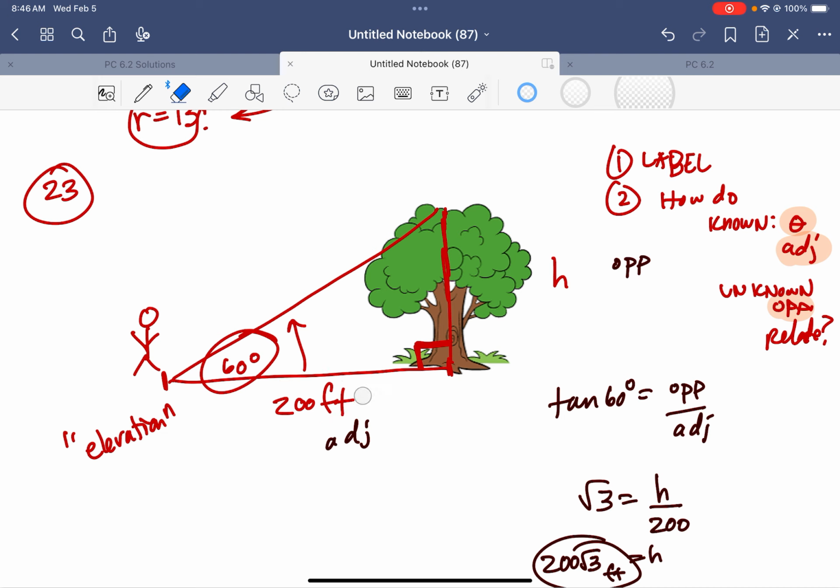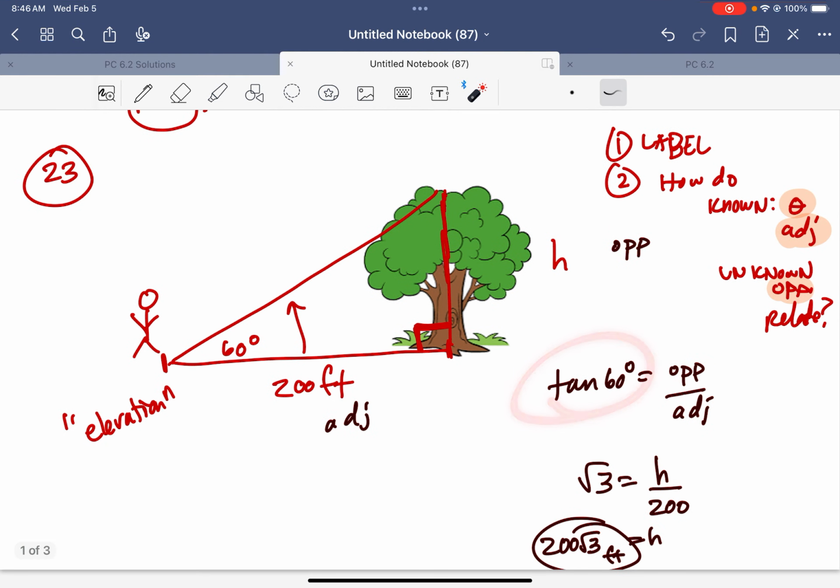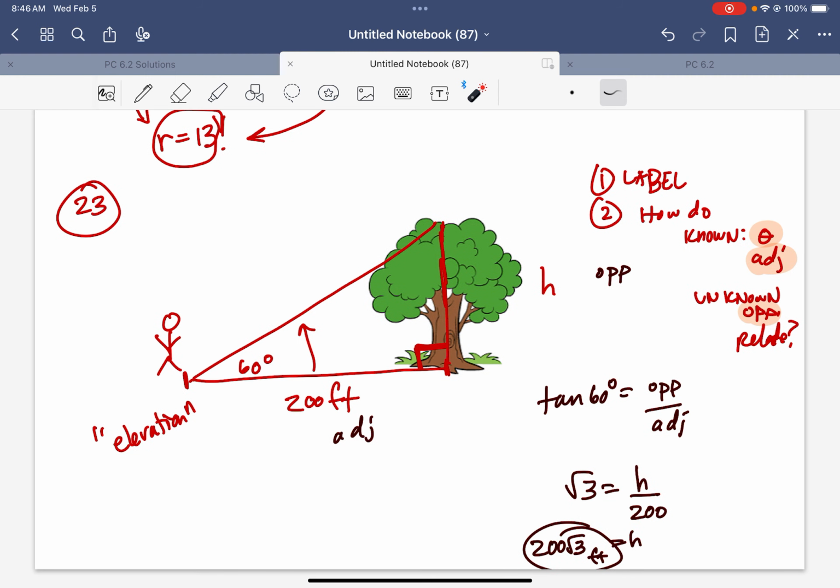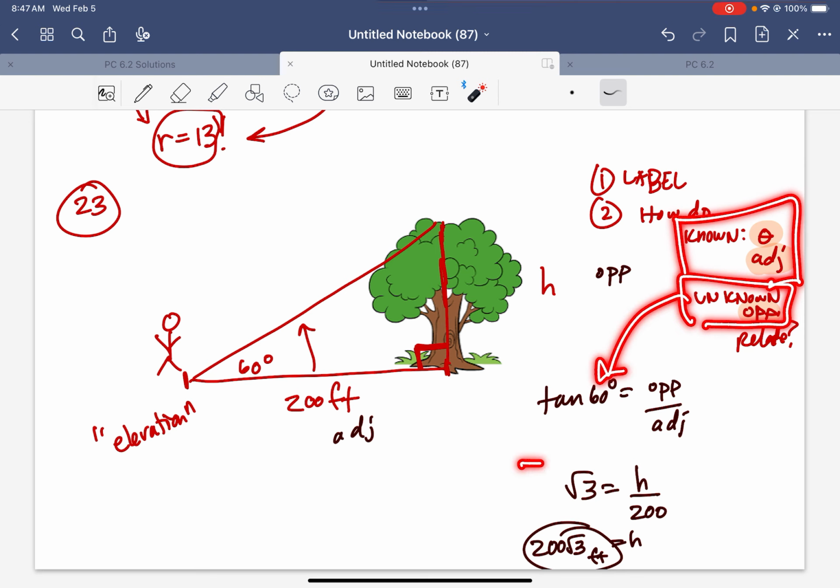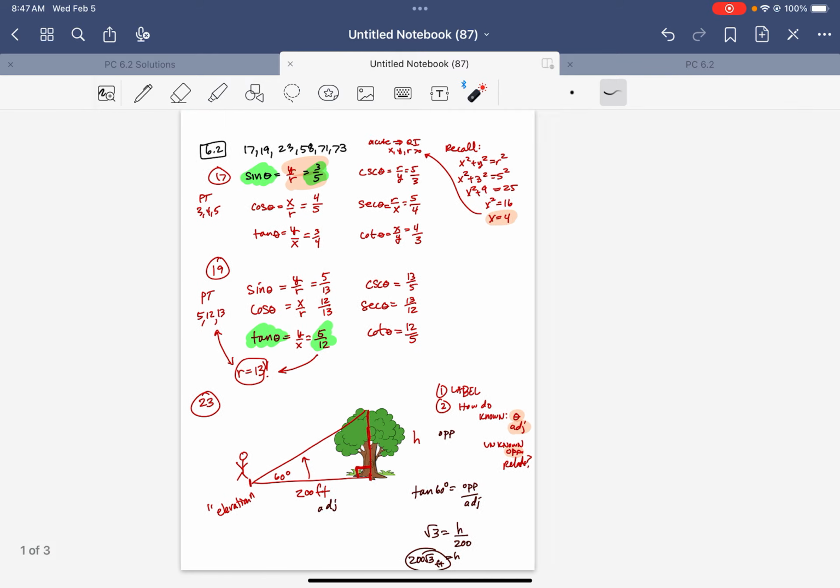Well, that tells me that it would be tangent. So the tangent of 60 degrees is its opposite over adjacent. The tangent of 60 on my trig hand is square root of 3. I fill in for opposite and adjacent. And then you simply multiply both sides by 200. And you get the height is 200 square roots of 3, that many feet. You can approximate that on a calculator if you wish. So notice, labeling our diagram and then thinking, how do my unknown and my known relate to each other was how we found this relationship of the trig function.